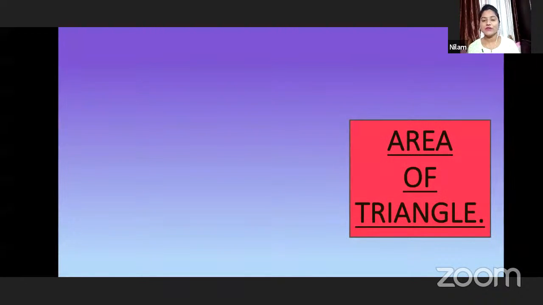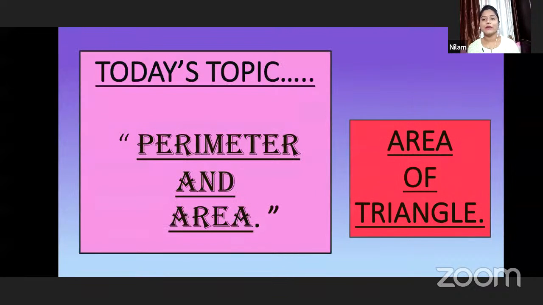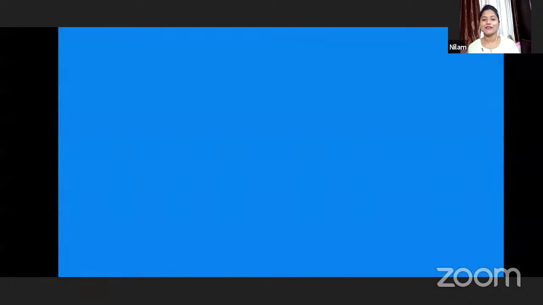So today, children, we are going to learn a new concept, area of a triangle. In today's topic, perimeter and area. So today we are going to learn about the area of a triangle. Yesterday we have learned the area of a square and rectangle. And today we will be learning the area of a triangle.